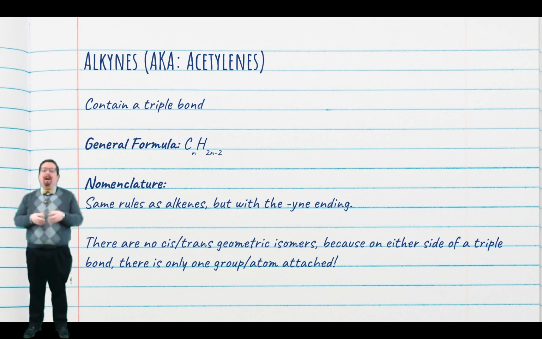Alkynes contain a triple bond and, assuming there's only one triple bond, they have the general formula CnH2n-2. That means there'll be twice as many hydrogens minus 2 for however many carbons you have. These follow the same rules as alkenes when you name them, but we end our name with the "yne" ending. Since the carbons on either side of a triple bond can only be bonded to one other group or atom, there are no cis or trans geometric isomers. This also makes our line structures look a little funnier than usual because the lines go straight out on either side of a triple bond.